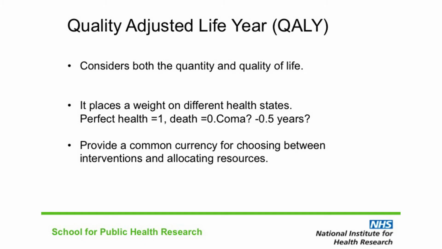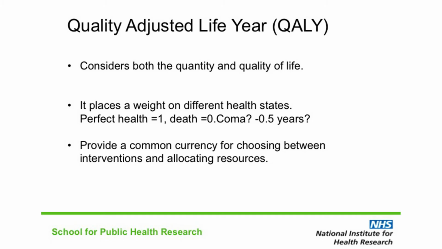A QALY calculation places a weight on time in different health status, so a year of perfect health is worth 1, and a year of less than perfect health is worth less than 1. Death is considered to be equal to 0, and some health statuses might be considered to be worse than death, perhaps being in a coma, for example, and have negative scores.